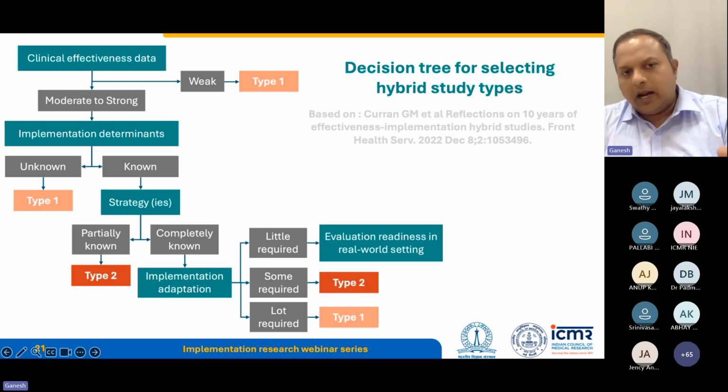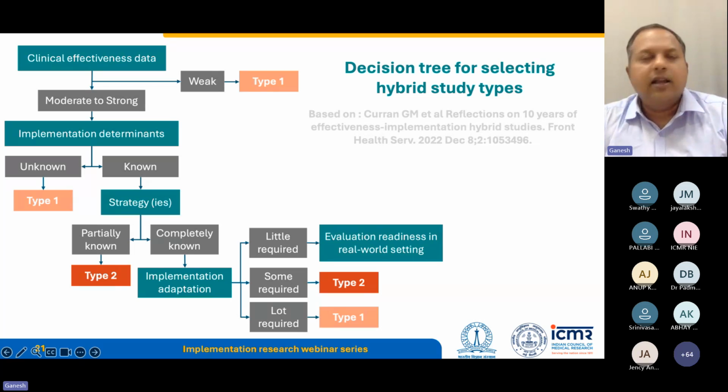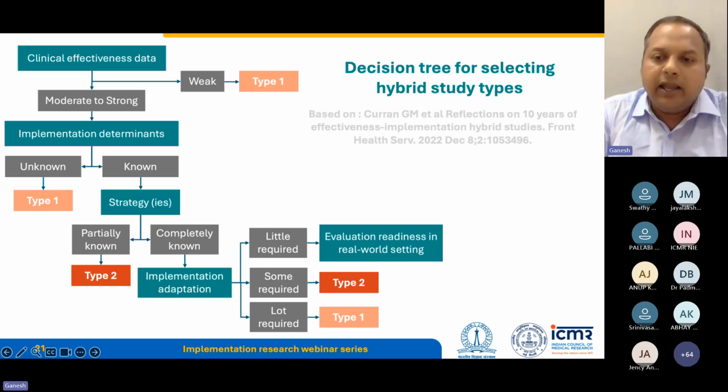If it's only little required, we do have someone who is already doing some other services. For example, there is already an ancillary worker who goes to the community regularly, and through them we are trying to test whether doorstep delivery of drugs can be done. Here the adaptation required is little. In this stage, we are moving to the fifth step, which is called testing the evaluation readiness in real-world settings.